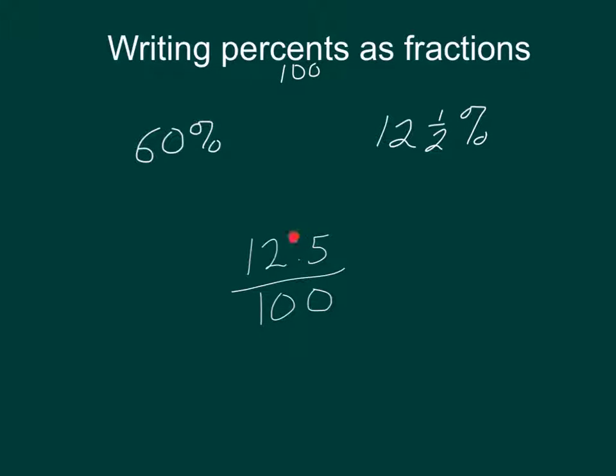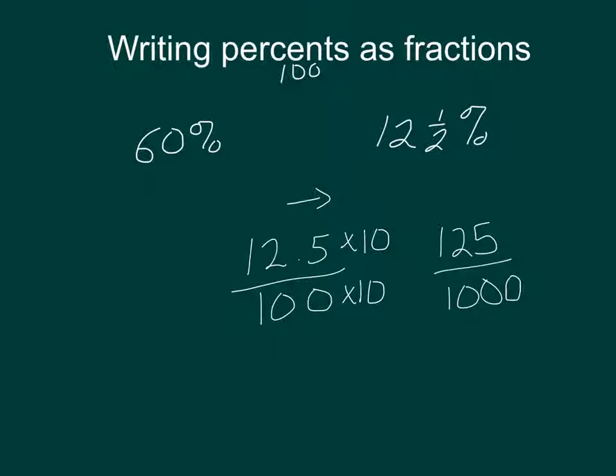Now, I want to get rid of this decimal right here. So to do that, I know that if I times a number by 10, it moves the decimal one place to the right. So this 12.5 becomes 125. Okay, now, if I do that to the numerator, I have to do that to the denominator. And 100 times 10 would be 1,000. And now I need to simplify. If I divide both those by 125, I would get 1/8.